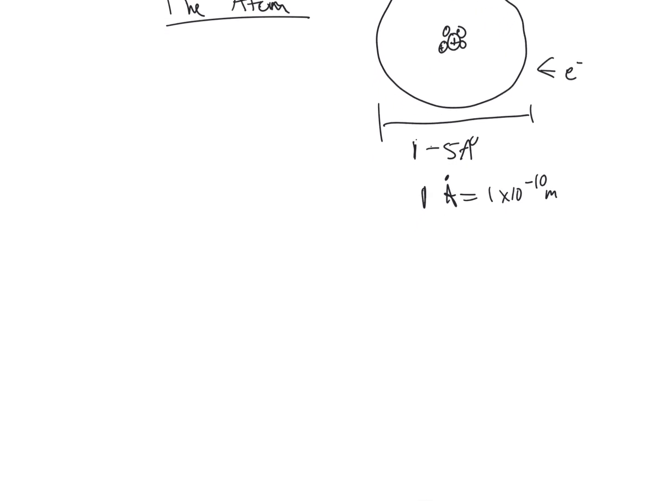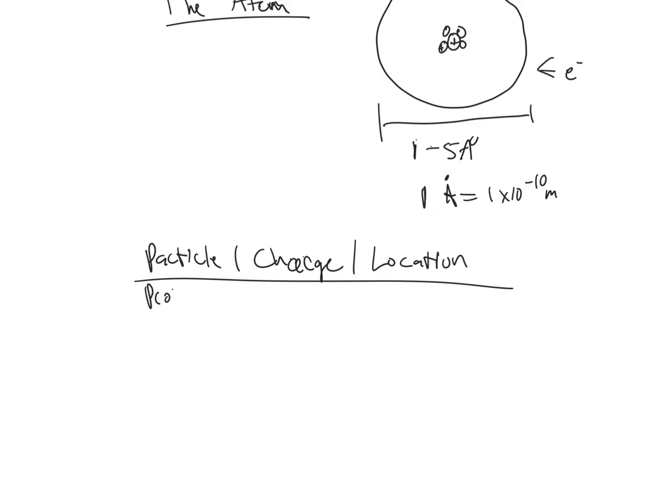And so we draw a little bit of a chart of our particle, its charge, its location. Protons carry a charge of +1, and their location is in the nucleus. We can also look at the mass of each particle, and for protons, they weigh 1 AMU, or atomic mass unit.